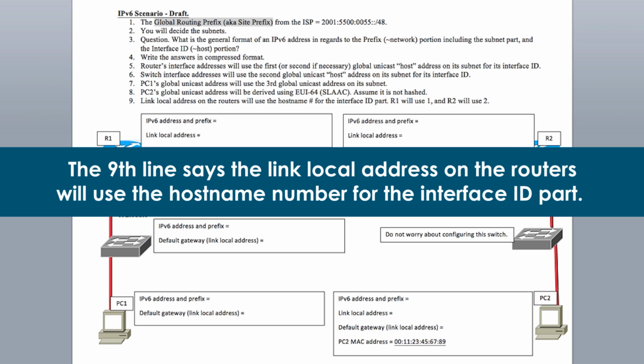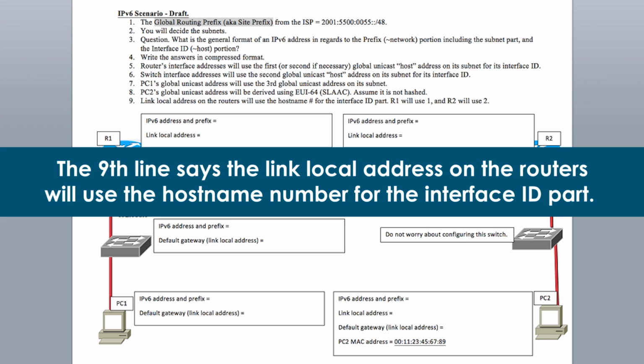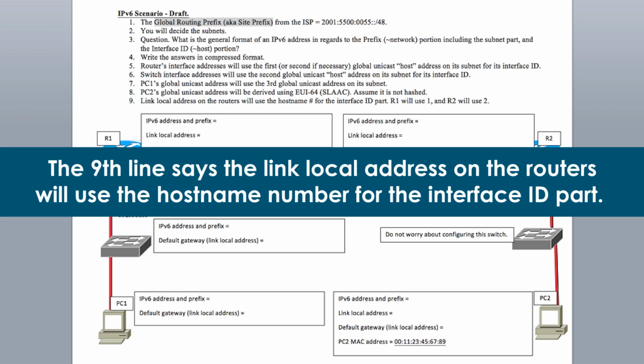The 9th line says, the link local address on the routers will use the hostname number for the interface ID part. Thus, R1 will use 1, and R2 will use 2.